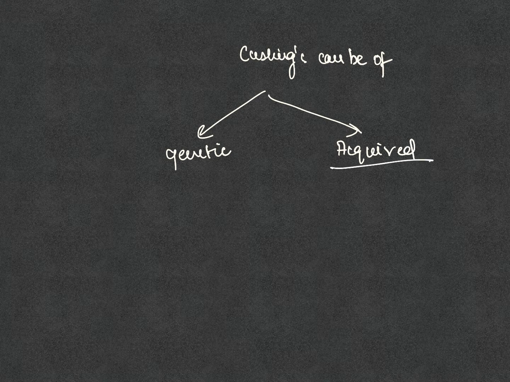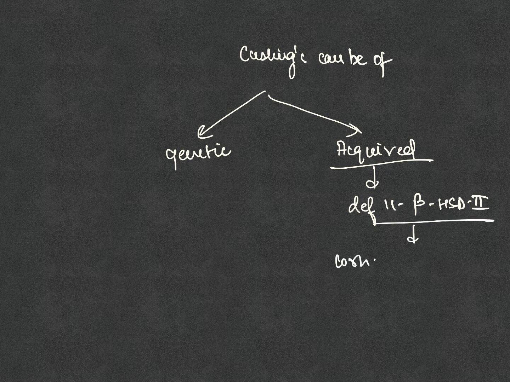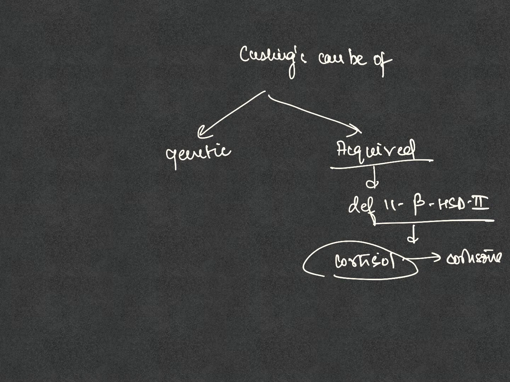So the acquired deficiency of 11 beta HSD type 2 enzyme, which converts cortisol to cortisone. So there will be excess of cortisol, which has both mineralocorticoid plus glucocorticoid action, while cortisone only has glucocorticoid actions, and this is responsible for the various effects and clinical features of the disease.